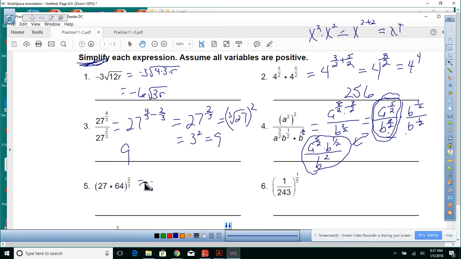Number 5. Let's see here. You know what's really neat about this? Watch it. The cube root of 27 times the cube root of 64 squared. Because see, that's a big old number. What that's going to give you is 3 times 4. That's 12, right? So that's going to give you 12 squared, which is 144. See how you can do that in your head? Let's try that with a calculator, just to make sure.